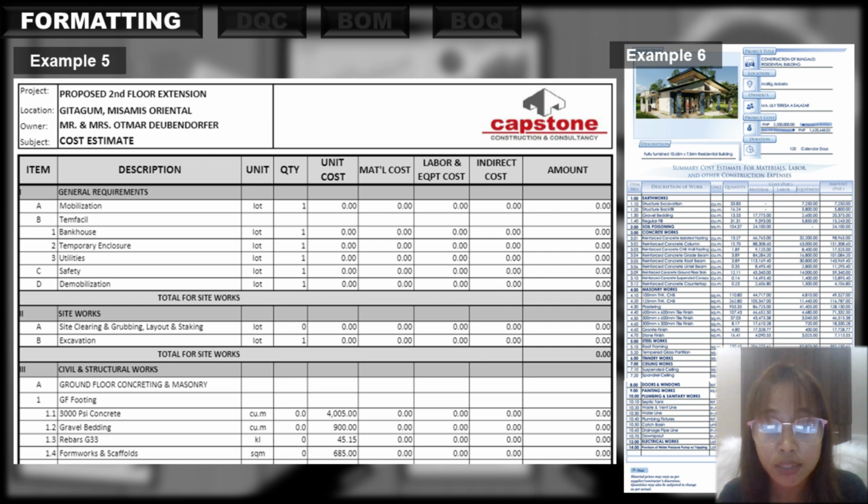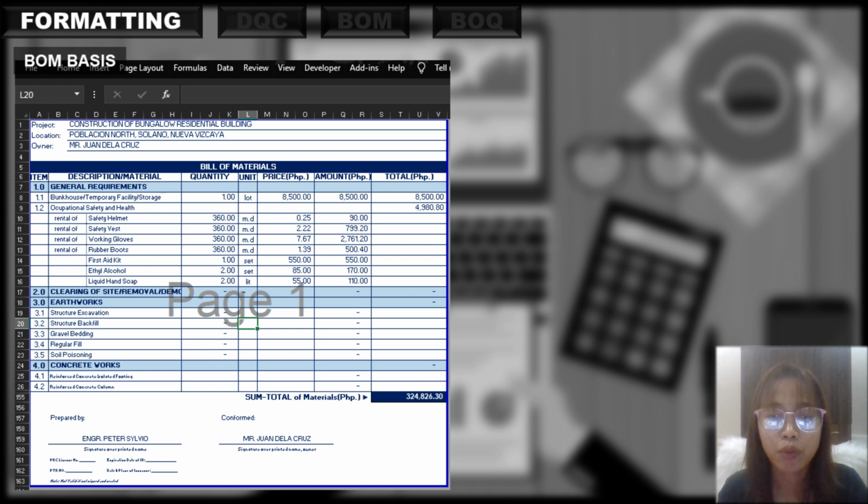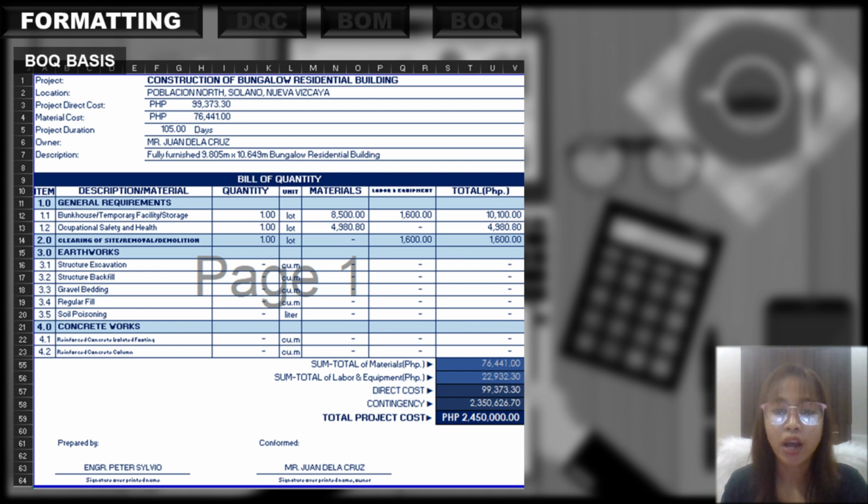As you open the MS Excel application, try to resize your column cells to be more slender, like 5. BOM starts with the project name, location, and owner. Let's just try to copy the format and leave the data blank. However, we're going to insert a simple formula for the summation of costs. For the BOQ, it's like the BOM, but there are additional details we need to insert, like material cost, project duration, name of owner, and a simple description of the project.